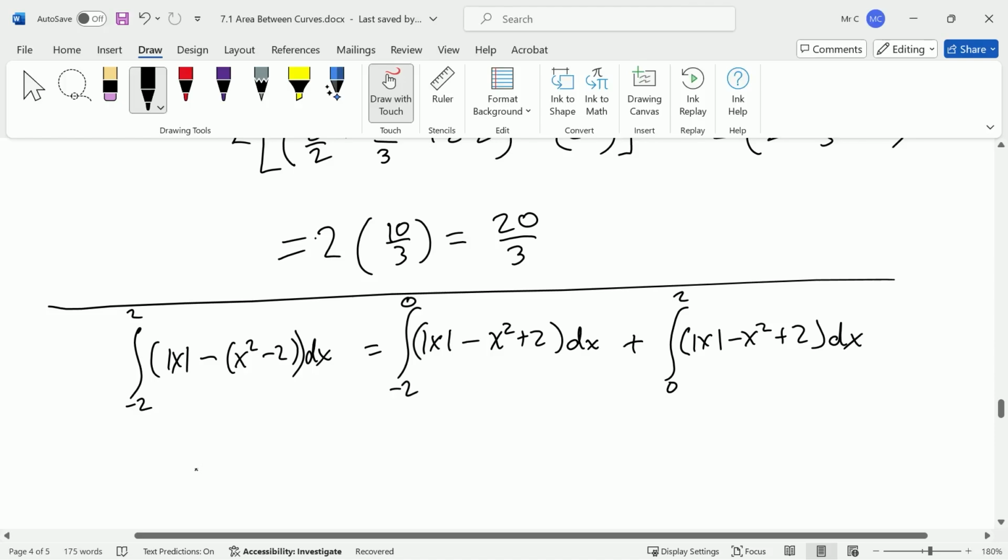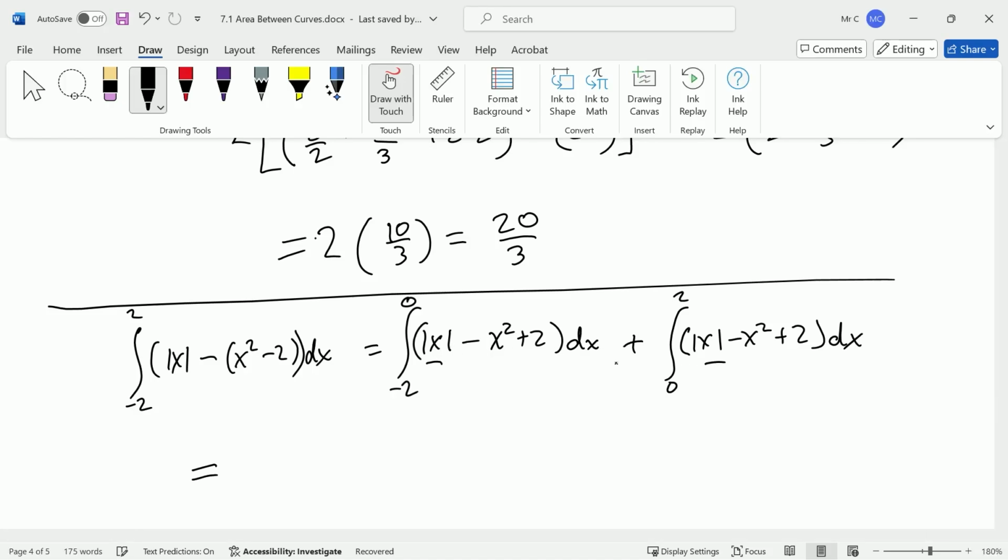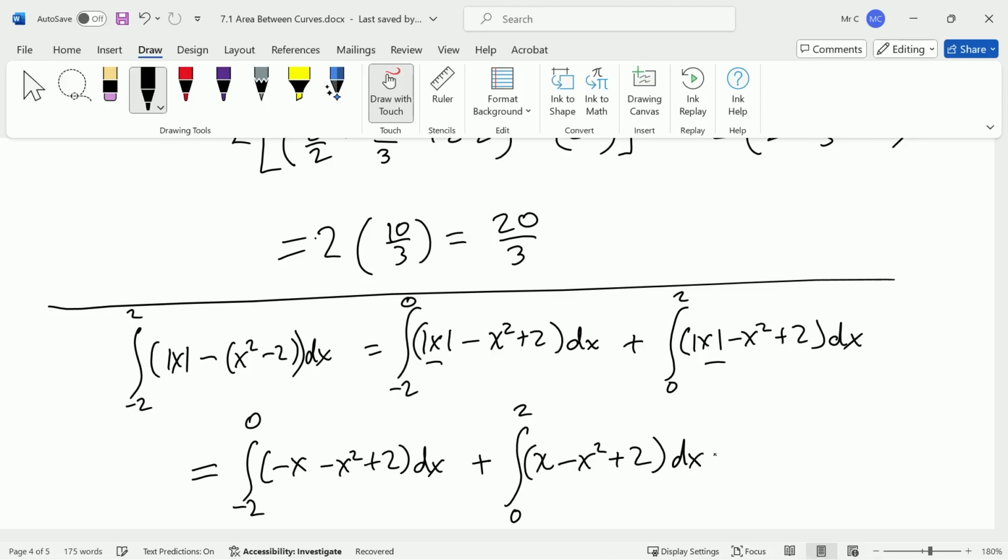And then I can use the definition for the absolute value of x on the appropriate domain. From -2 to 0, this thing should look like -x. So this becomes the integral from -2 to 0 of -x minus x squared plus 2 dx plus the integral from 0 to 2 of positive x minus x squared plus 2. So I encourage you to try finishing that one on your own, but you should get exactly the same answer if you do.